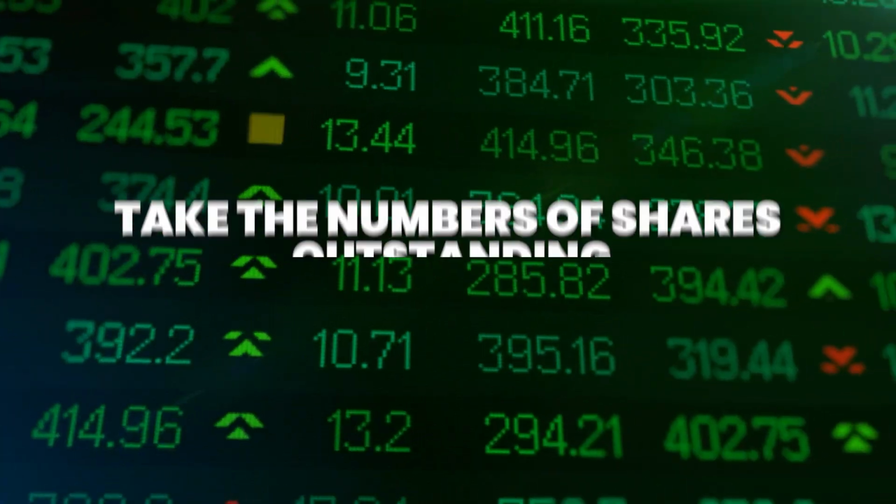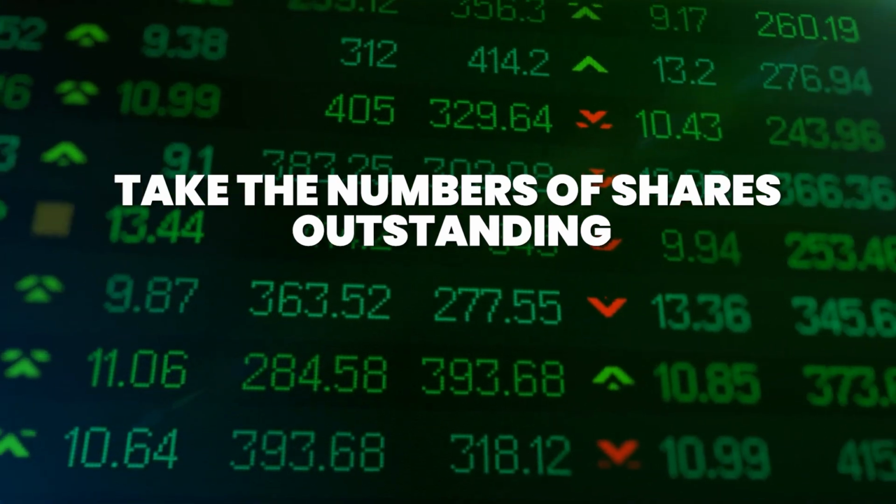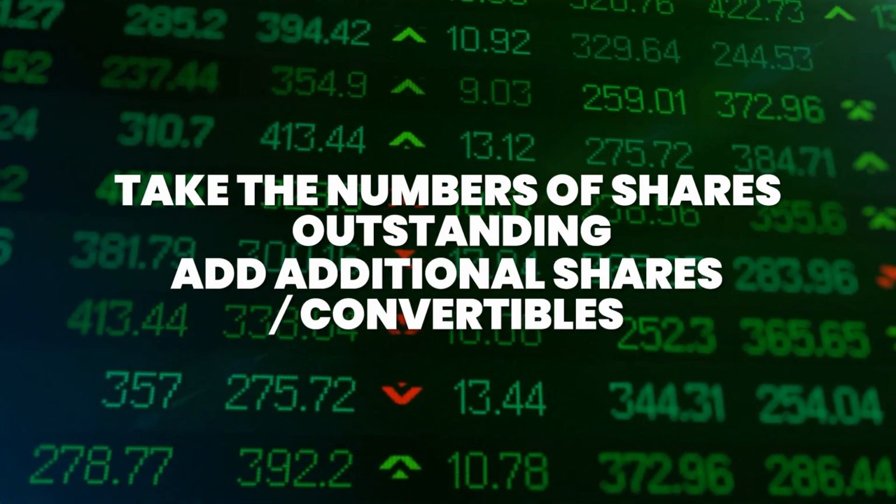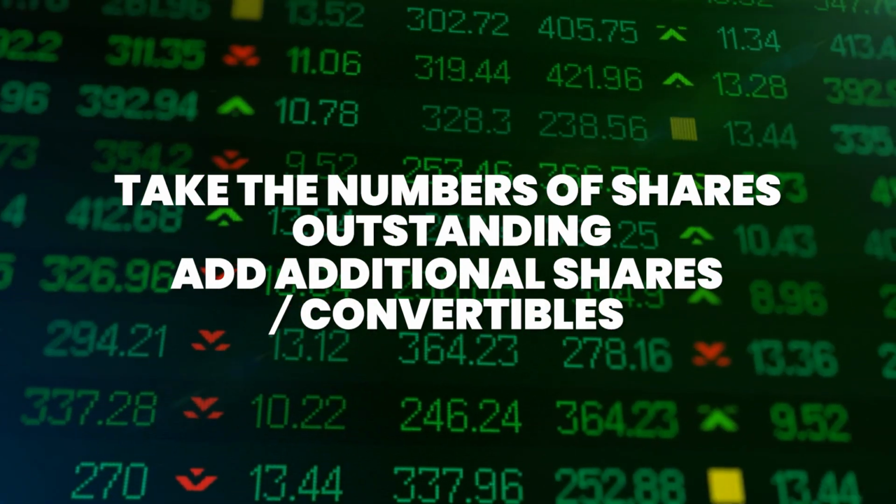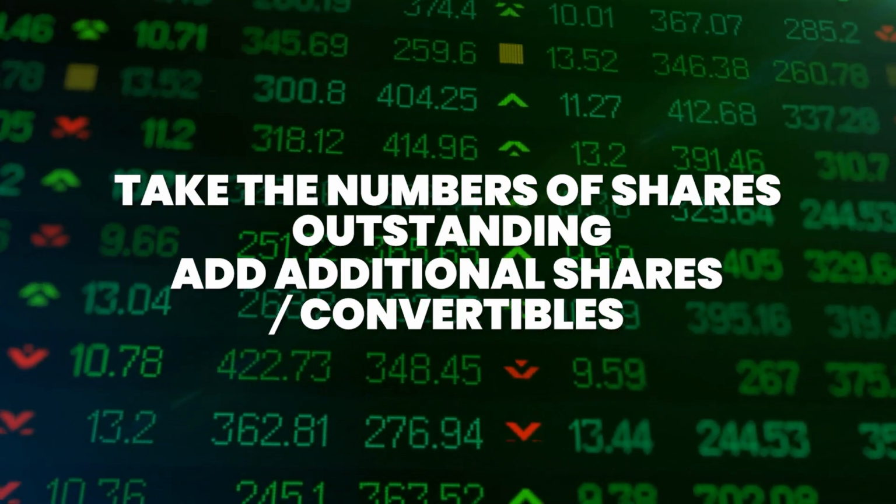Now, on the other hand, the EPS diluted follows a key difference. Rather than just taking the net income and dividing it by the number of shares outstanding, you take the number of shares outstanding and you add any additional shares or convertibles that can turn into additional shares for that particular company.